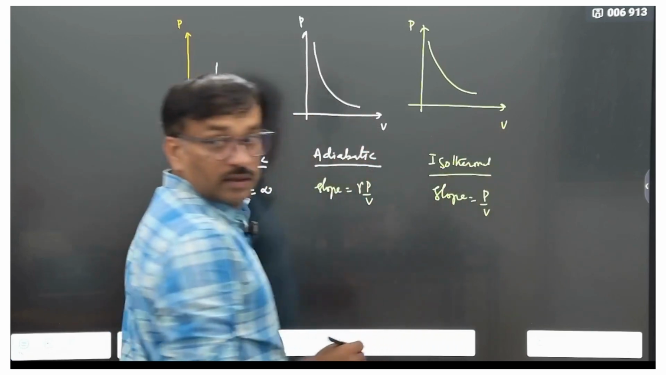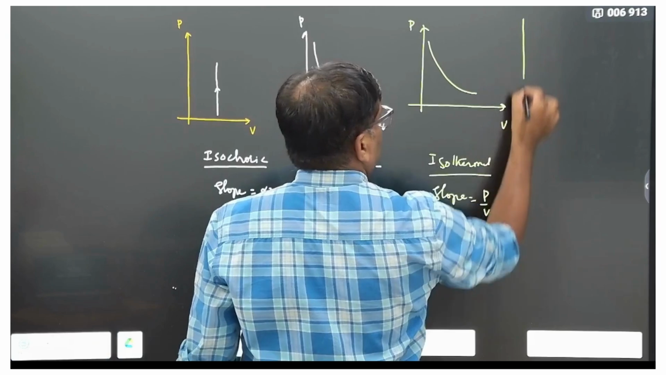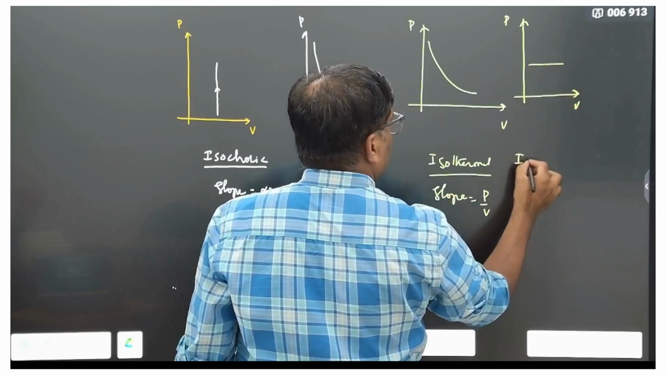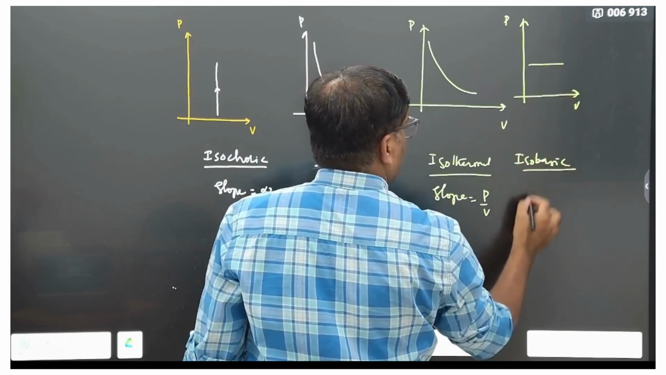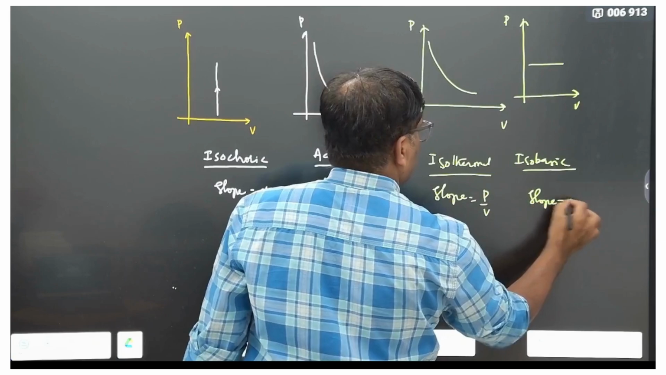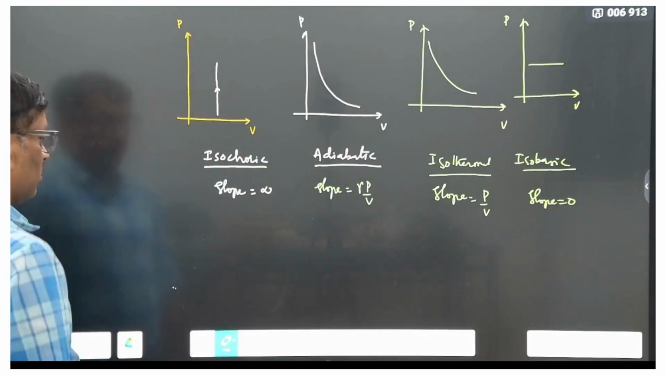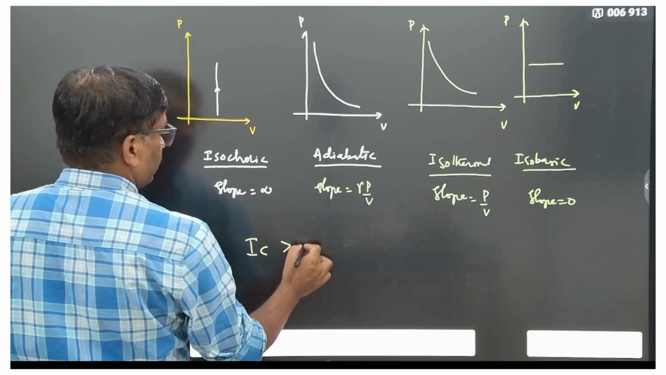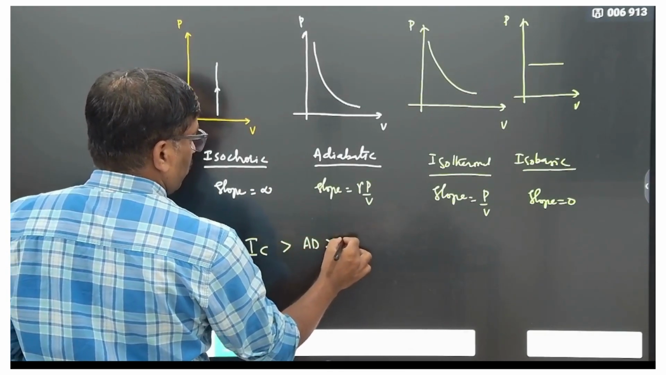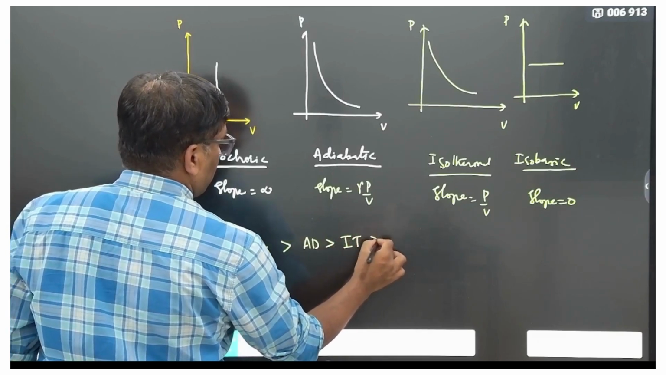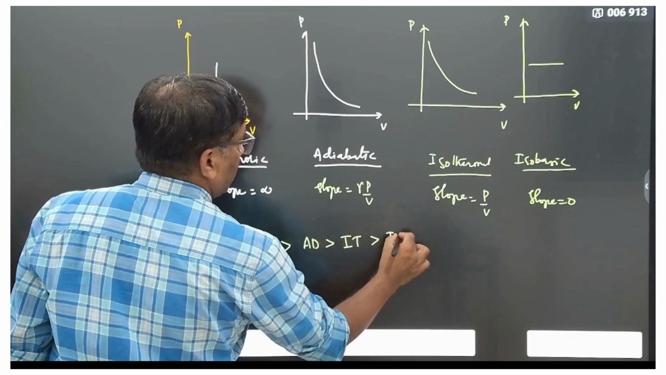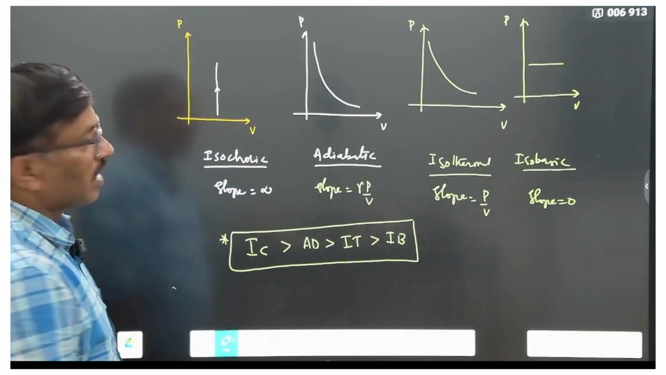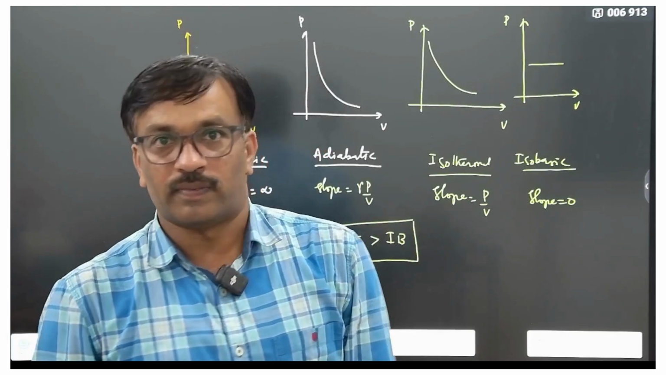Next, another graph, P and V. This is nothing but isobaric. For isobaric, the slope will be equal to 0. Therefore this is the order: the slope of the isochoric graph is greater than adiabatic, compared to isothermal, compared to isobaric. These are the slope variations. Among these, the isochoric process will have the greatest slope of the PV curve.